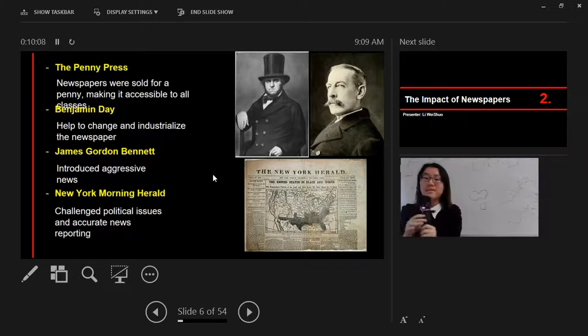And not only that, we have James Gordon Bennett. James Gordon Bennett opened a newspaper called the New York Morning Herald. And this newspaper was a bit different. This newspaper didn't want to really follow what the government wanted them to write. It challenged political news issues. It challenged and questioned the government's doings. So that's what the New York Morning Herald did. And because of all these events happening, it has become what newspapers are today in history.